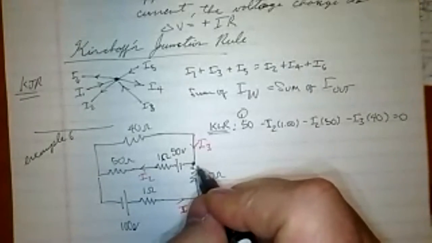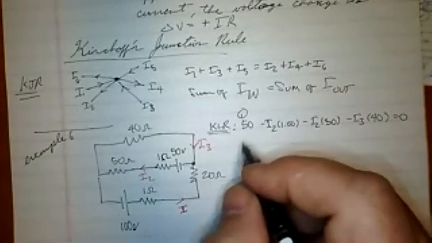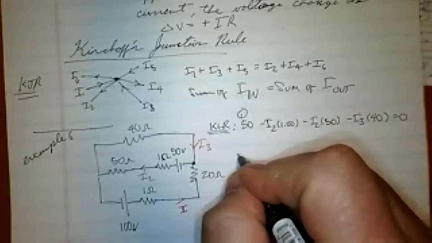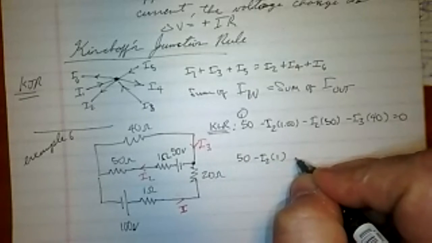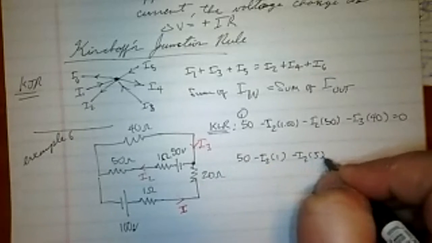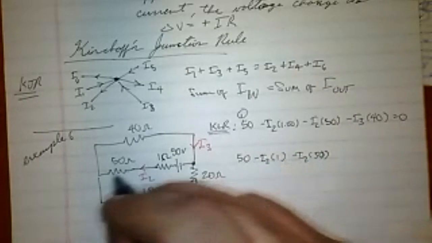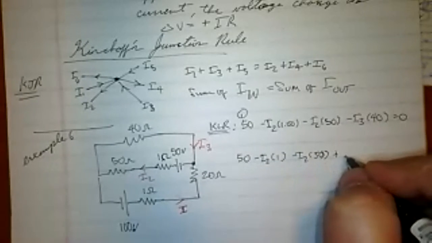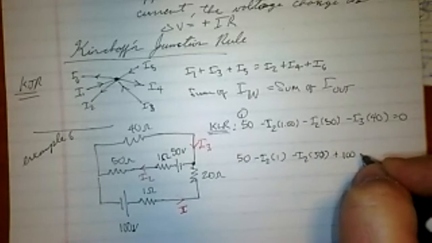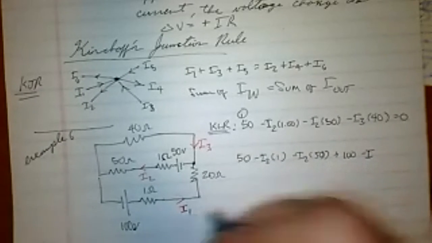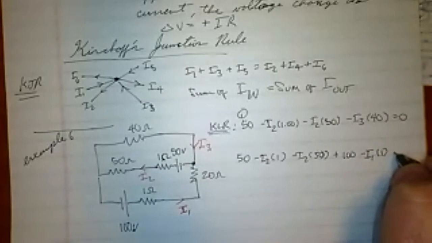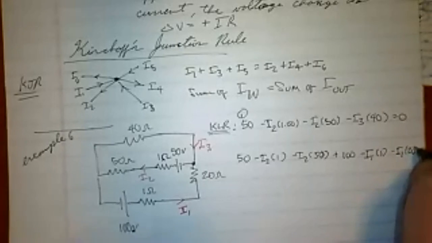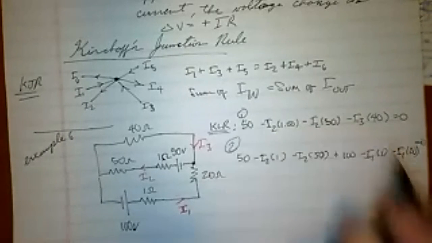I could do another equation this way. In that case, I'm going to say 50 minus I2 times 1 minus I2 times 50 plus 100 minus I1 times 1 minus I1 times 20 equals 0. That could be another equation.